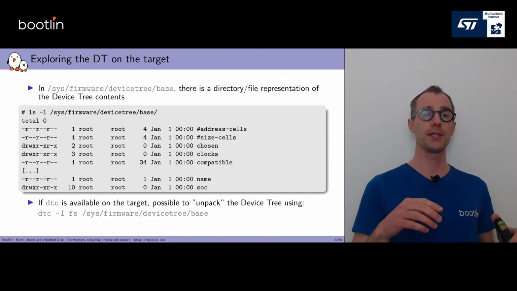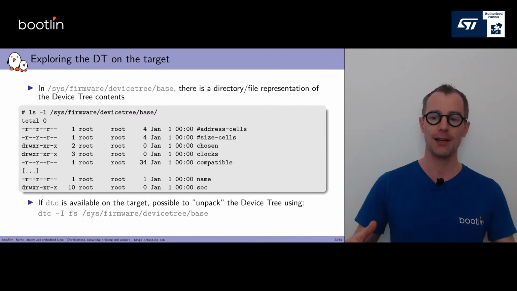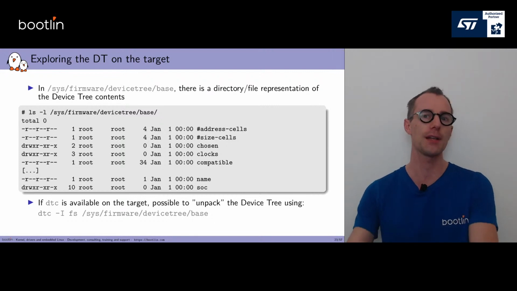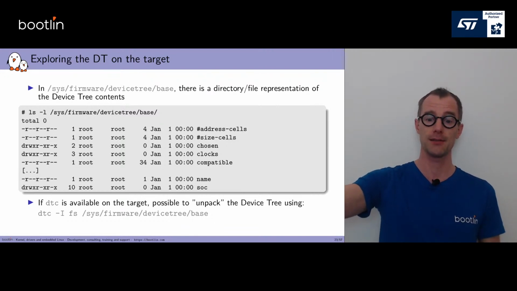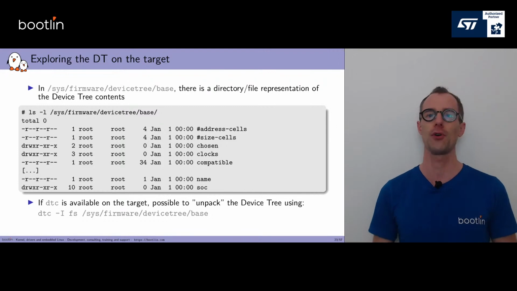But if you have DTC, the device tree compiler, available on your target hardware, you can also ask it to decompile or unpack that device tree representation by doing dtc -I fs, where fs stands for: I have a file system representation of the device tree, and I would like to have the corresponding DTS. So it can give you that DTS representation of all these files and directories. That's quite handy for debugging.